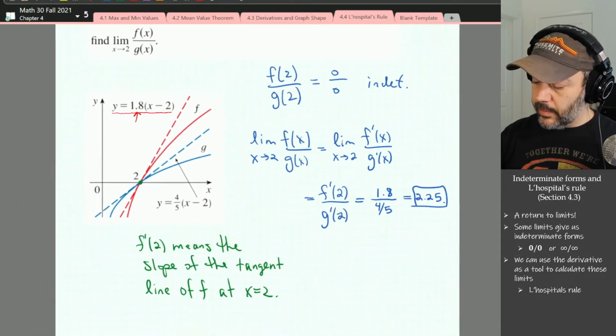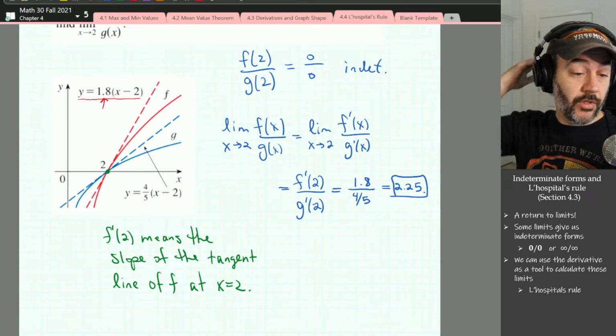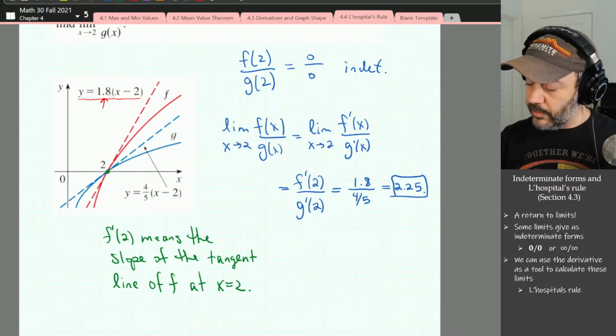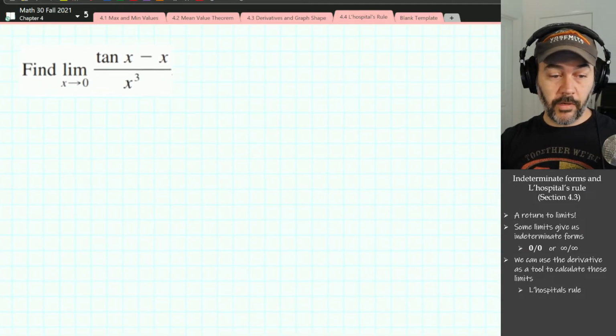So this was in case of indeterminate. And because we had the equation of the tangent lines, we could use the slope of the tangent lines to figure it out. You're going to have a few in your homework where there's graph ones where you need to use the graph. Okay, here's kind of a longer example. We're going to work through it.